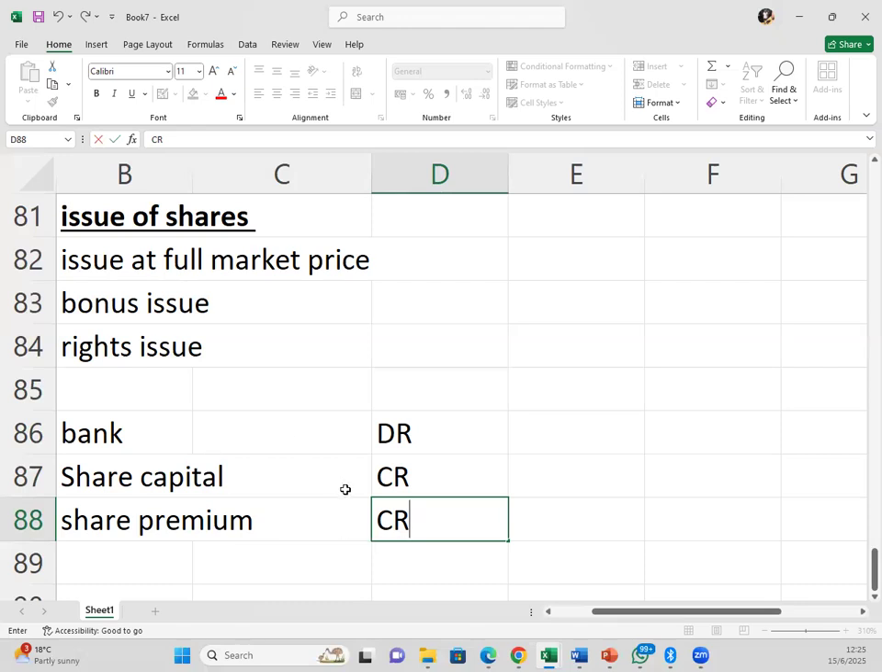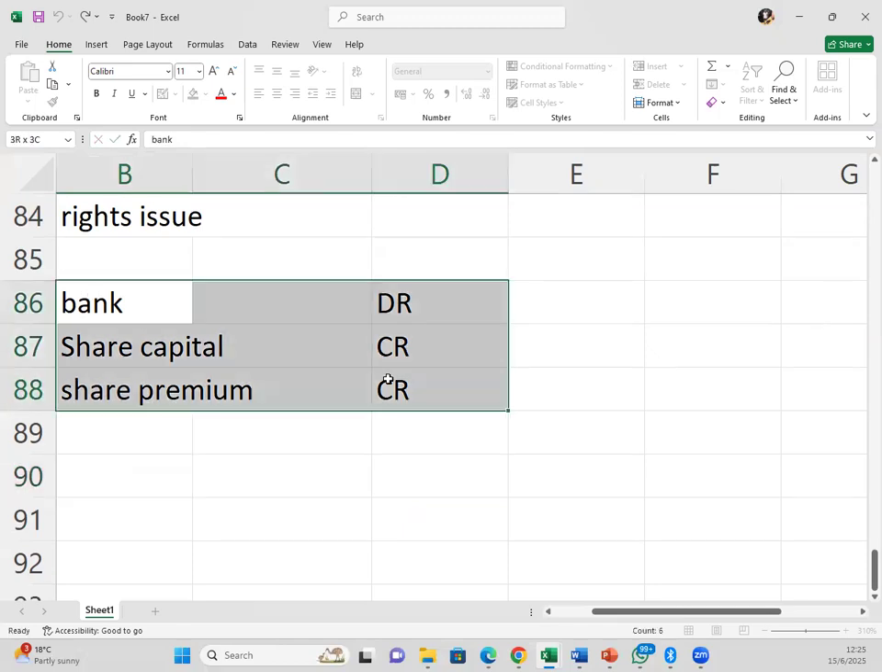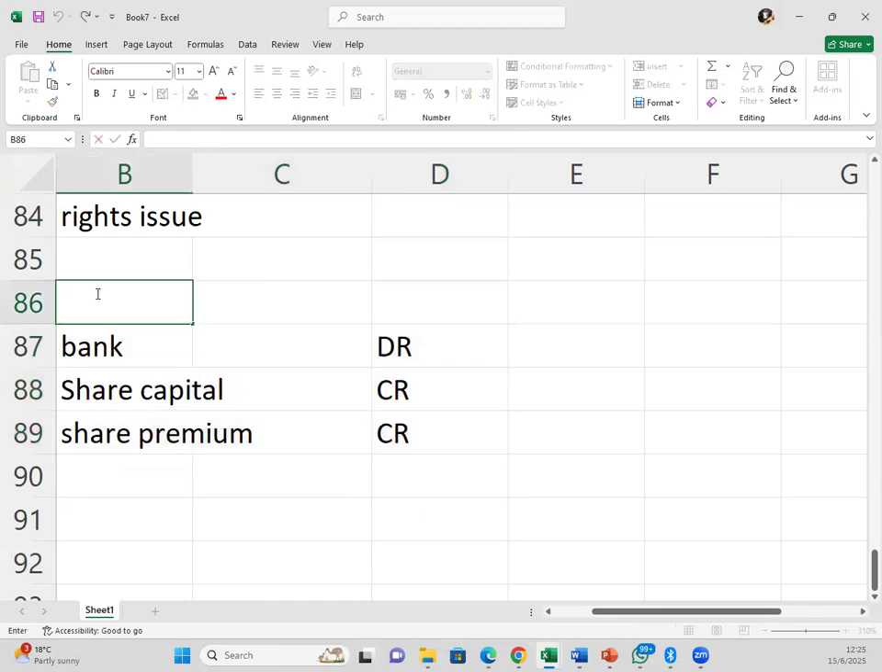These are the entries that we are going to have if it's an issue at full market price. Then if it is a rights issue, full market price and rights issue are the same. So we can say issue at full market price and rights issue.